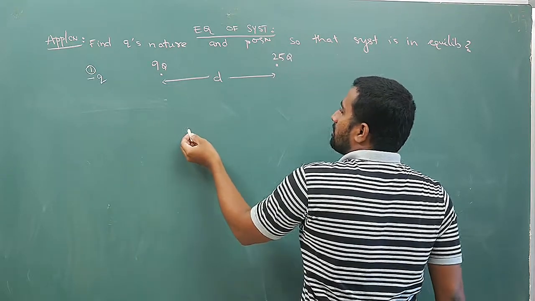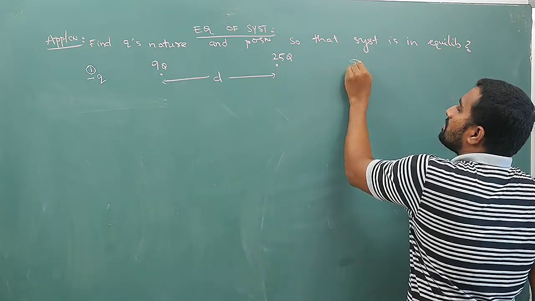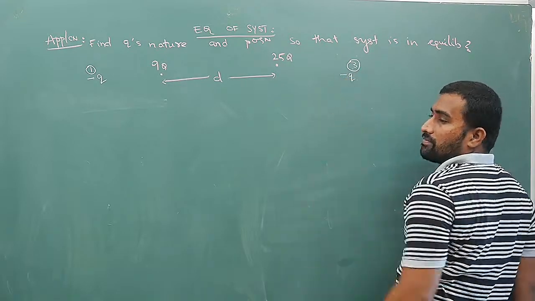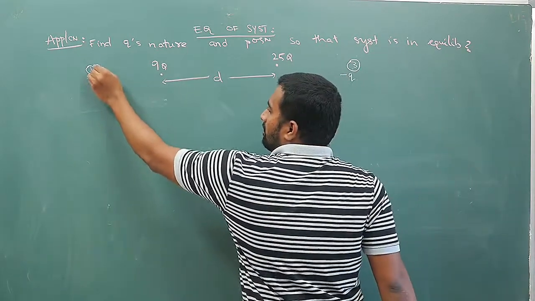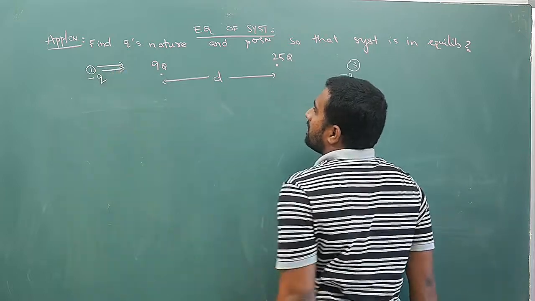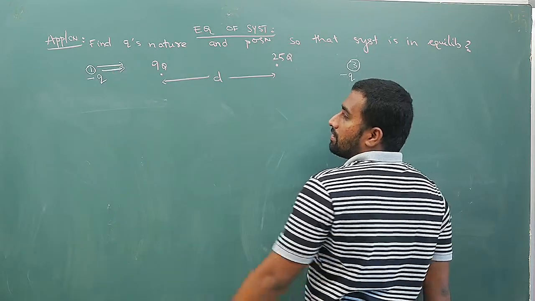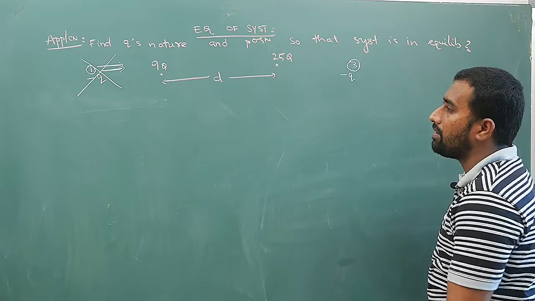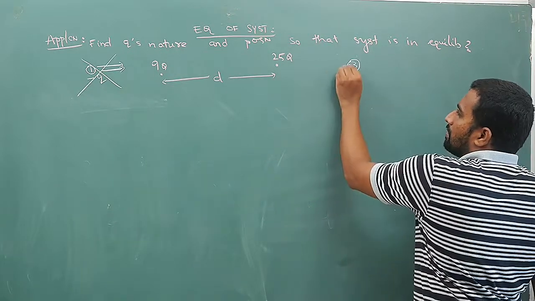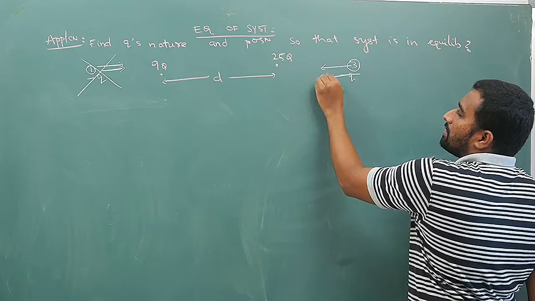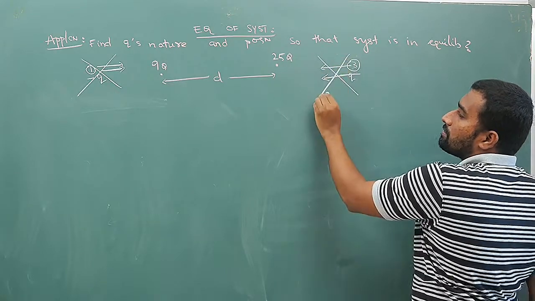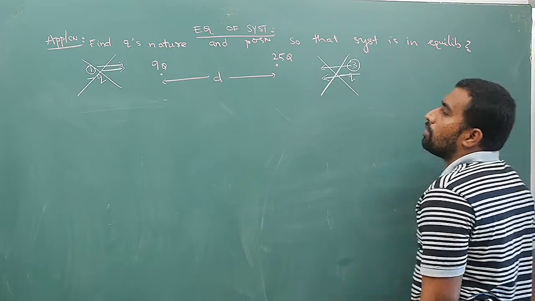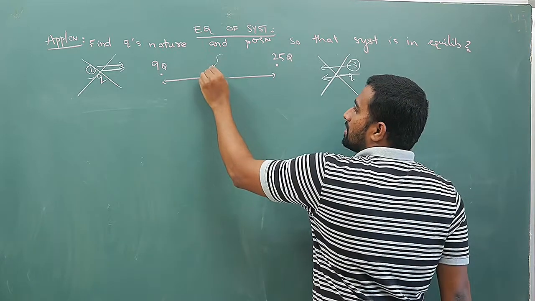This is position 1, position 3. Now if you place it at position 1, on position 1 9q will be attracting, 25q will be attracting. So the net force is not 0, because once again you have forces in the same direction. On minus q, once again because of 9q and 25q, both the charges will attract. So the only possible position is in the middle.